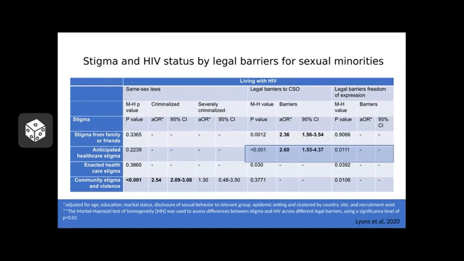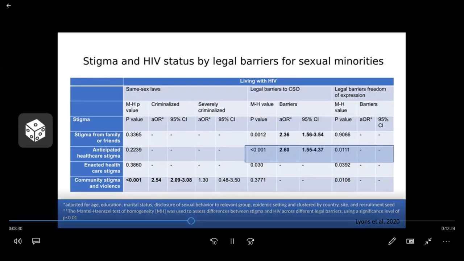And on the other side of that, we also see where there are legal barriers to civil society organizations, the effect of anticipated healthcare stigmas and stigma from family and friends going up in terms of there being additional burdens of HIV. And we think that there are these really clear dynamics that where there are CSOs, they might be able to mediate some of this, and they might be able to mitigate some of this by stigma mitigation interventions, even just by existing. And so I think there's really an important area that we need to understand more, but the quantitative relationships are fundamentally clear.